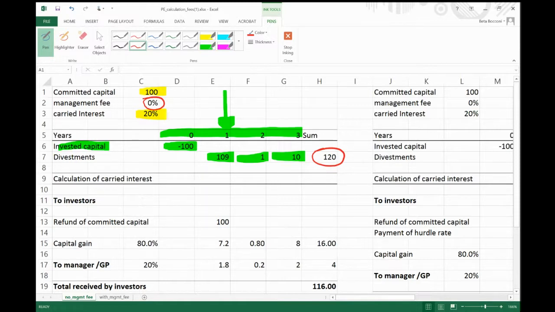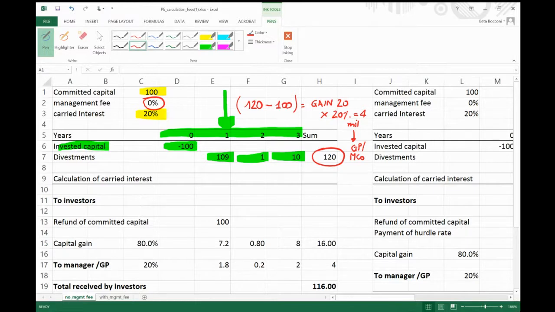You can immediately notice that since the final liquidation value is 120, but the committed capital was 100, you have essentially a gain of 20 million, and intuitively, if you have a carried interest of 20%, 20% of this 20, or 4 million, will be paid as an incentive to the general partner or the management company. I think it is pretty intuitive, okay?